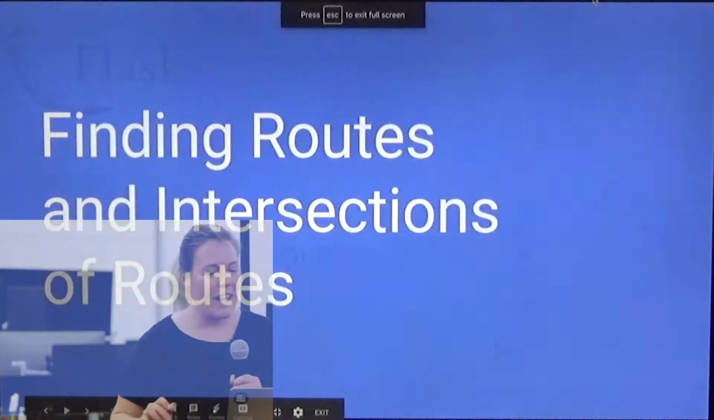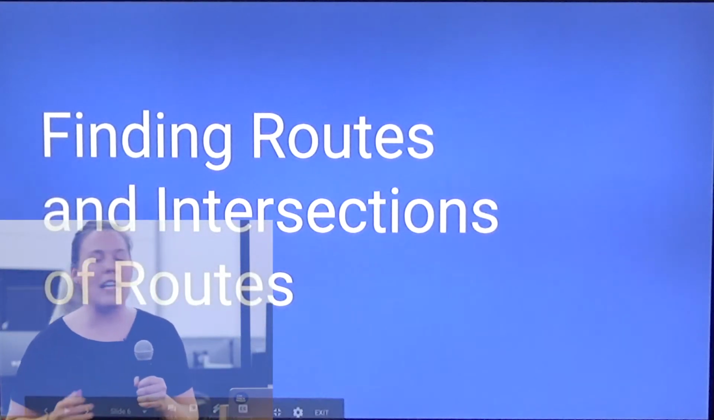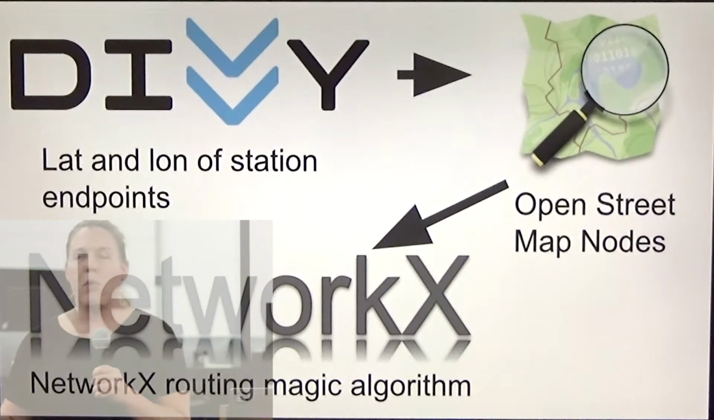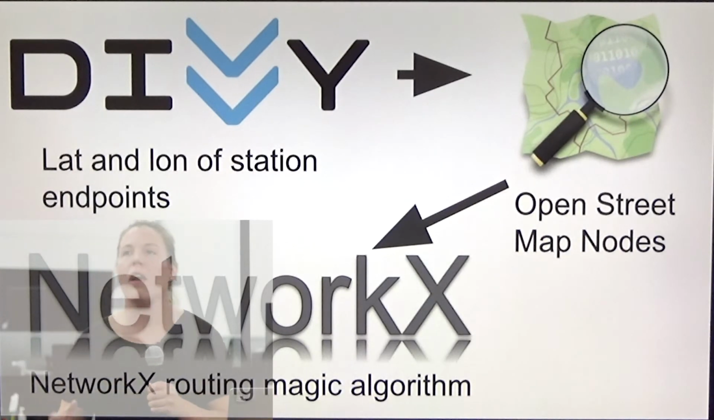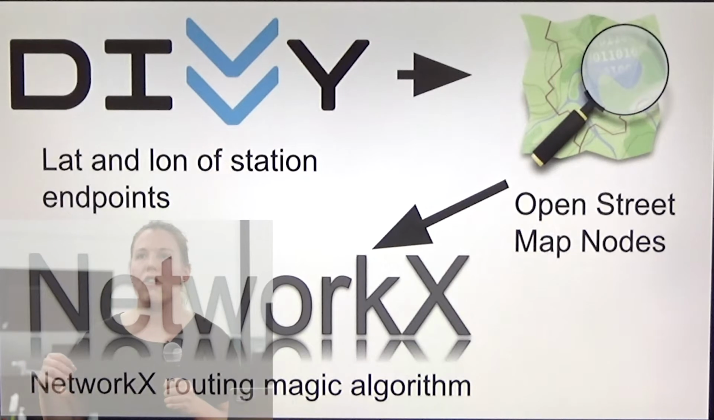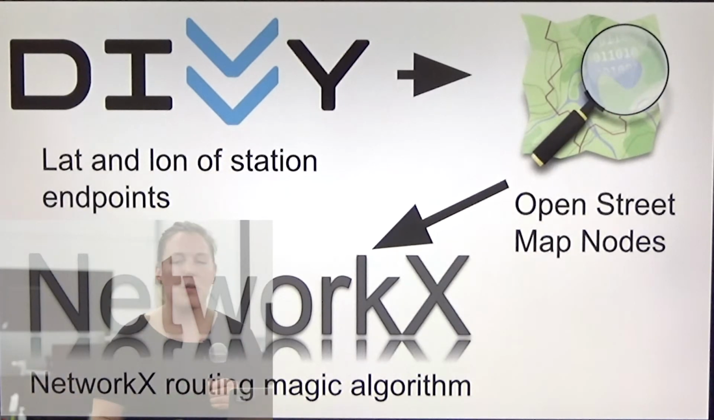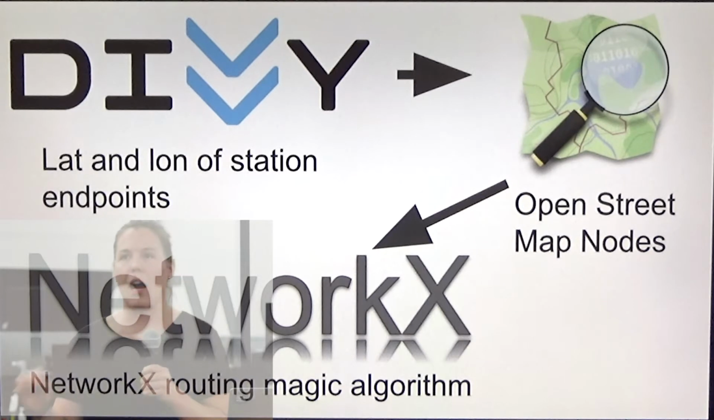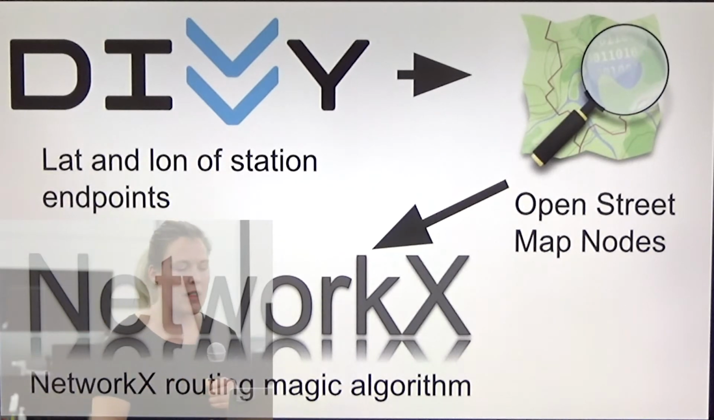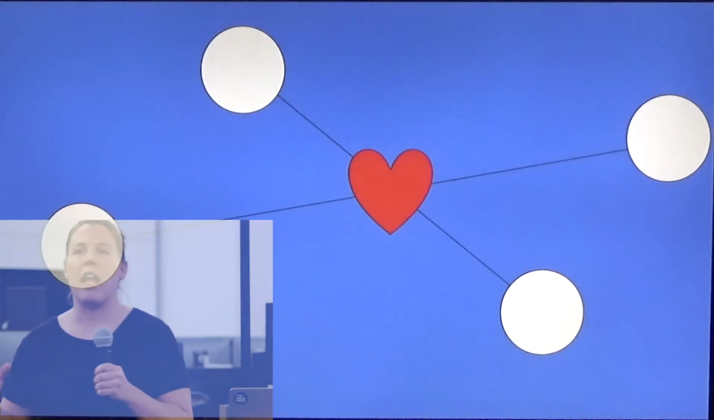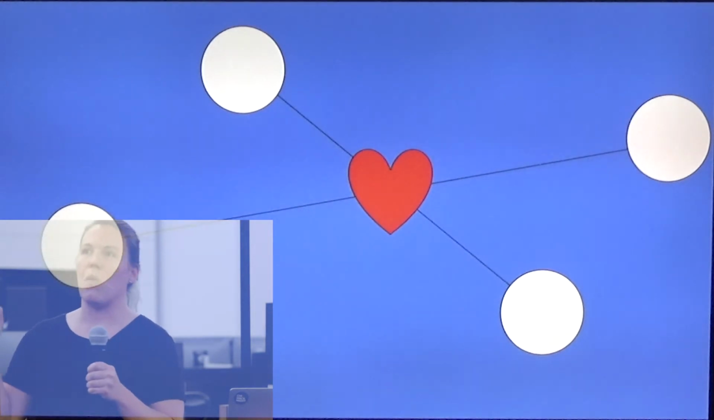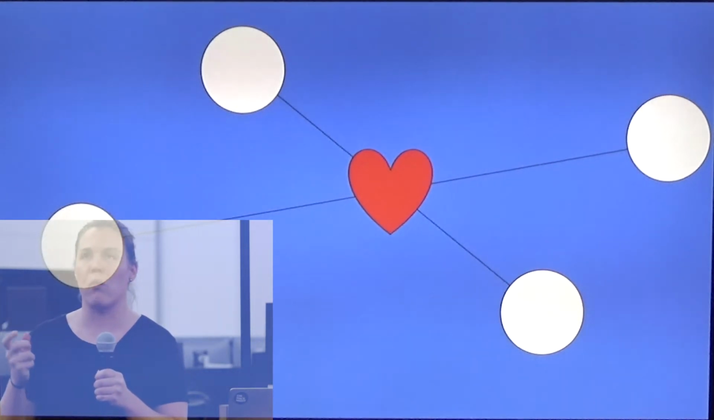All right? Okay. So I'll talk to you about how I found the routes and the intersections of the routes by starting with the route. So I took the start and end points of the Divvy stations, converted those to OpenStreetMap nodes, and then plugged those into NetworkX, which had a magical routing algorithm, which spat out a Python list of node numbers. And that was the actual route, which I routed through the city. And then to find the intersection, I defined an intersection as two lists of nodes that had one or more shared nodes.